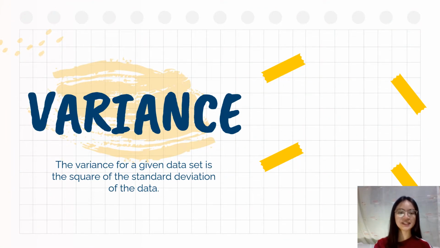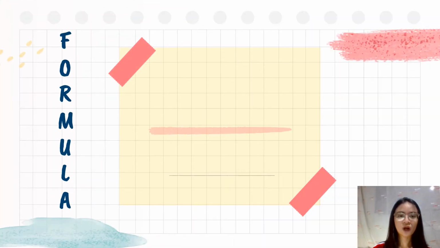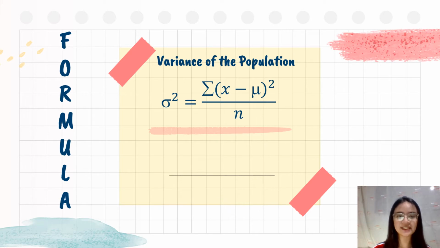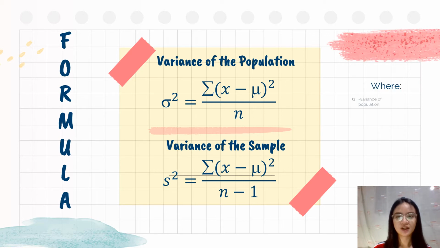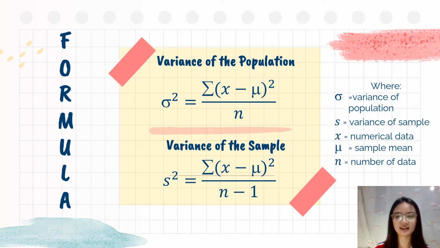Variance. The variance for a given dataset is the square of the standard deviation of the data. Formula for the variance of the population is this, and this is the formula for the variance of the sample, where sigma squared stands for the variance of the population, S squared stands for the variance of the sample, X is the numerical data or the given number of data, x-bar is the mean, N is for the total number of the data.